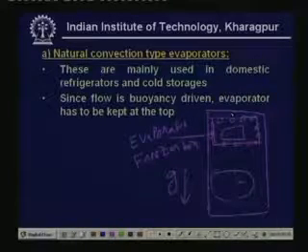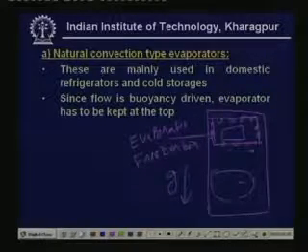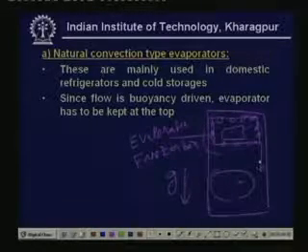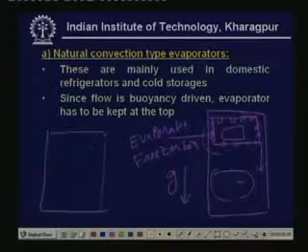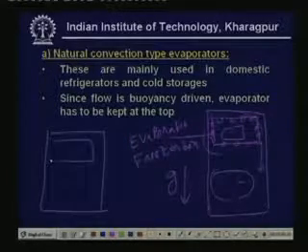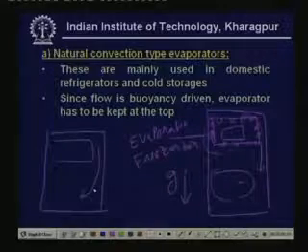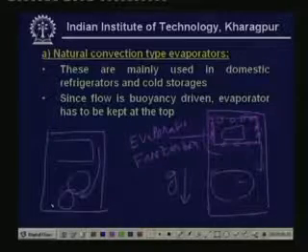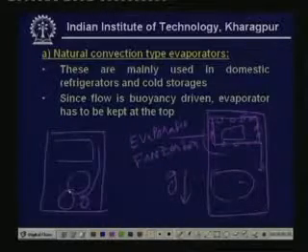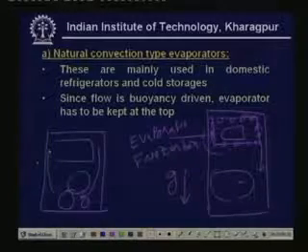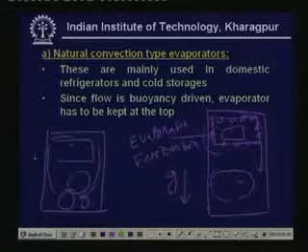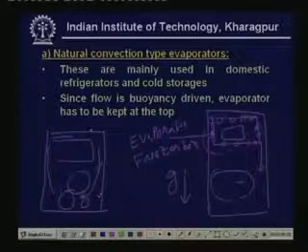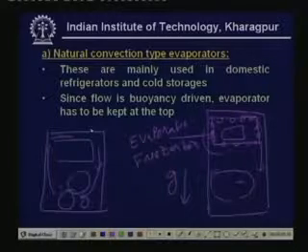So, since you are keeping the evaporator at the top, the air close to the evaporator becomes cold, and since its density increases, the air will come down. If you see from the side, the evaporator will be something like this. So, cold air comes down, and as it comes down, it comes in contact with the food products kept at the bottom, and it takes the heat from the food products and it becomes warm. Once it becomes warm, again it rises up. Once it rises up, again it comes in contact with the evaporator surface, it becomes cold, and again it comes down. So, this natural circulation is maintained by keeping the evaporator at the top.